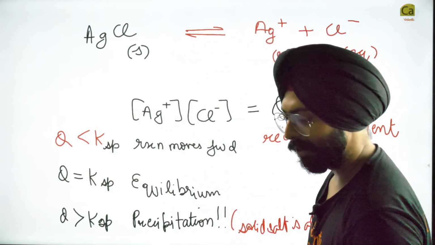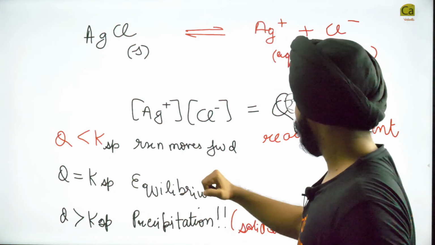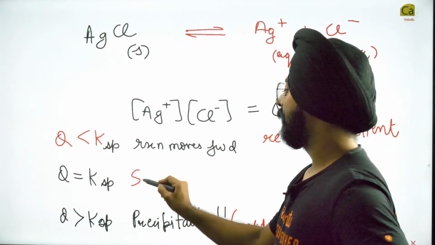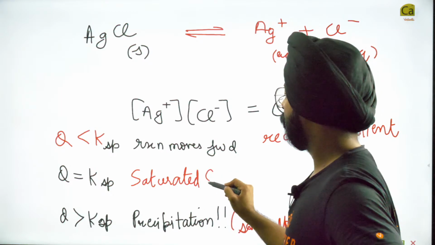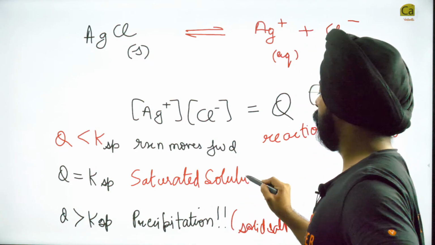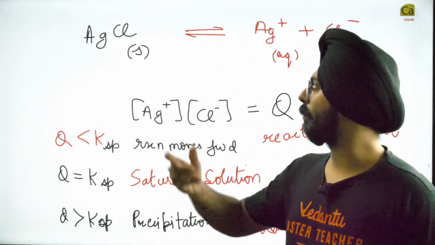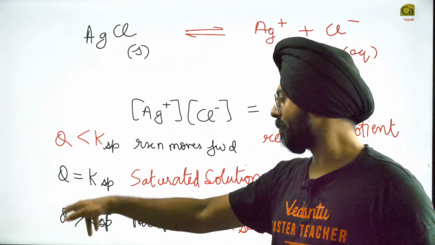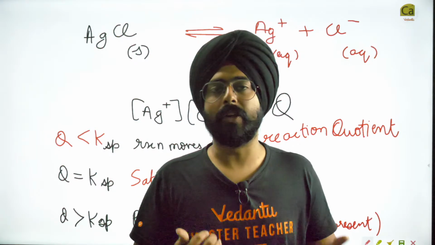Okay, so this equilibrium point can actually be interpreted as a saturated solution. Saturated. Equilibrium is when no more of this can get dissolved. If you dissolve any more solid, precipitation will occur. This is how we interpret equilibrium in reality.